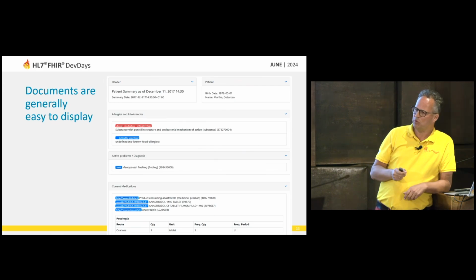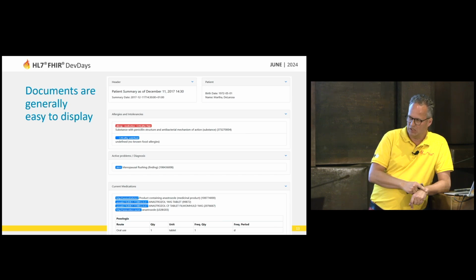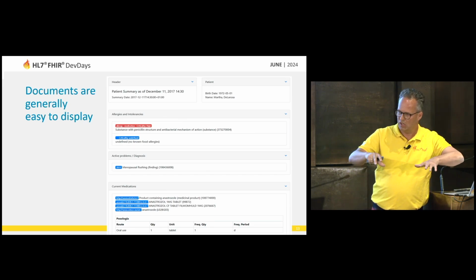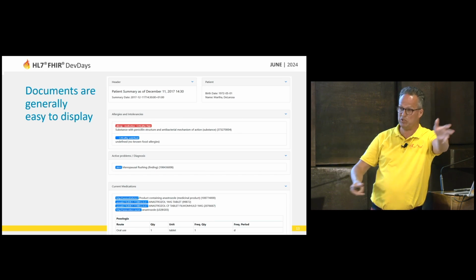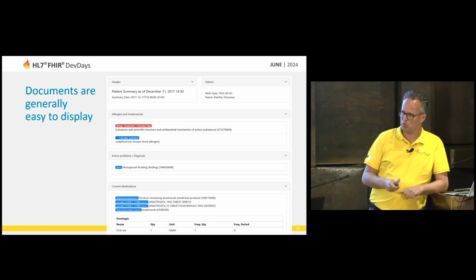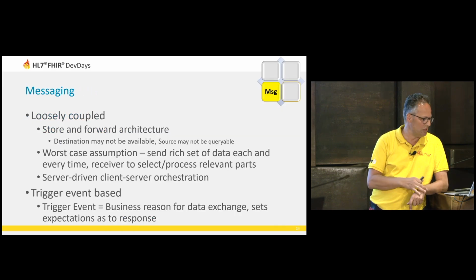Now, the nice thing about documents is that they're very easy to display because there is this human readable part in there. So again, to stress the importance of human readability. This is one of the reasons why large-scale projects tend to like documents, because if you have differences in the level of IT usage, for example, across the European countries, they have widely different IT maturity levels, then this is a nice way to basically ensure that we still have interoperability between humans.